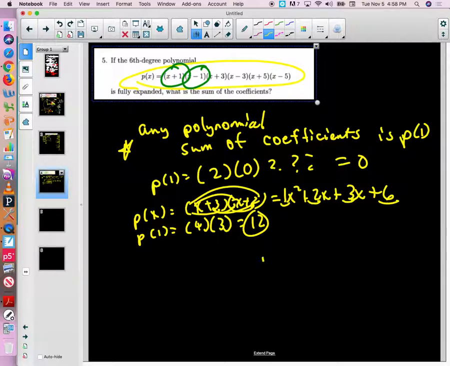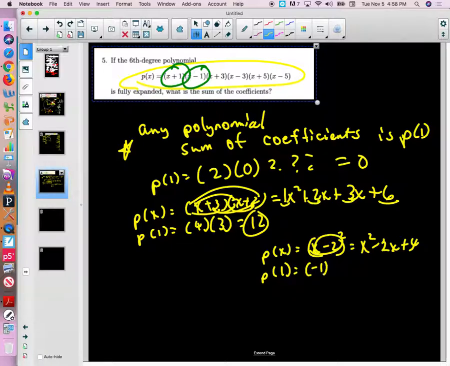If you say P of x is x minus 2 squared, you get x squared minus 2x plus 4. P of 1 is 1 minus 2 squared, so you get 1. And if you add up your coefficients here, you get 1 minus 2. Oh, well, that's not working. Something's wrong. Oh, it's x squared minus 4x plus 4, sorry. Okay, all of a sudden it wasn't working. So you get 1 minus 4 is negative 3 plus 4 is 1.